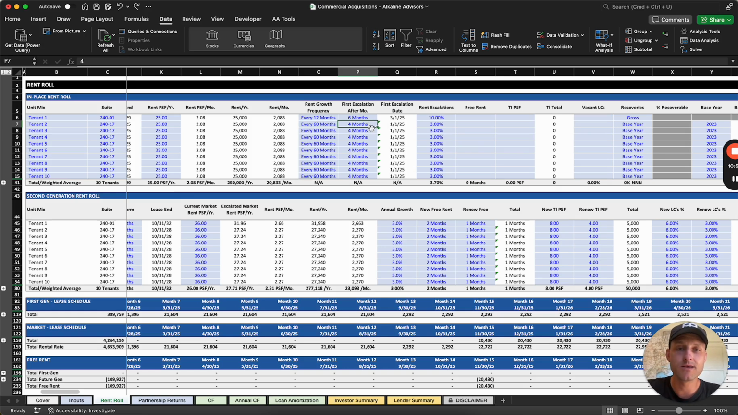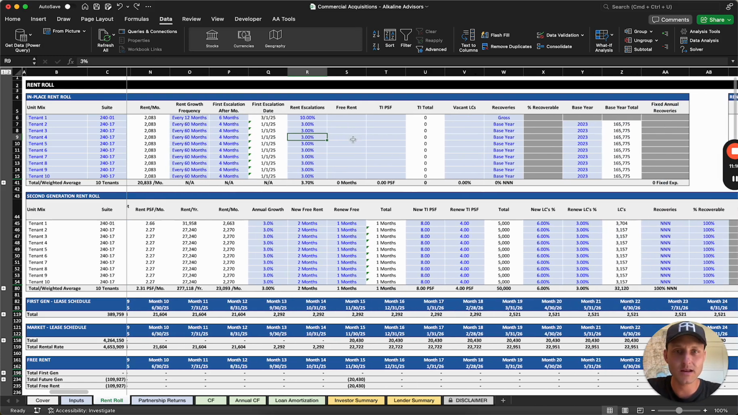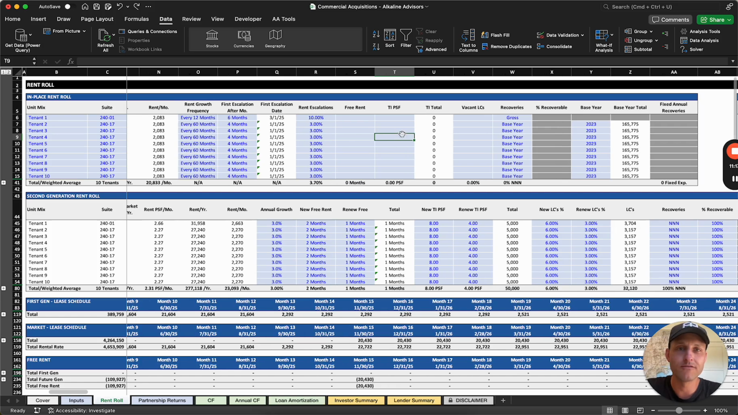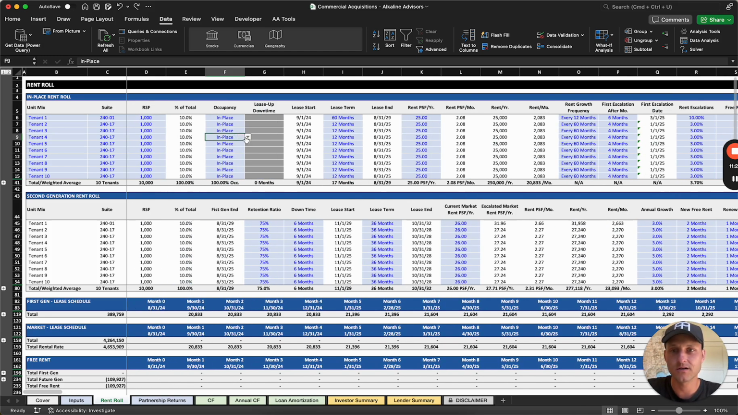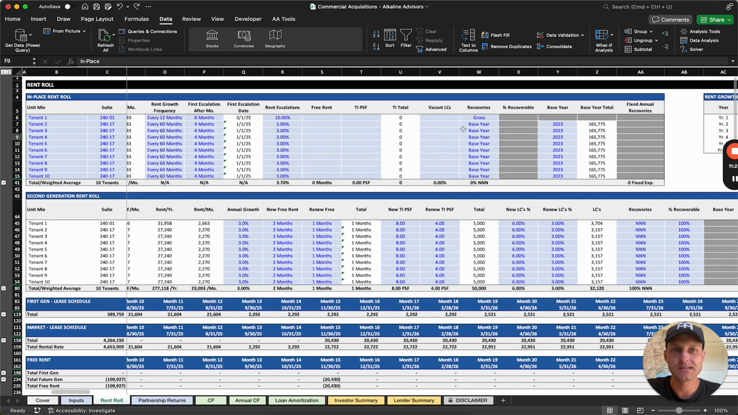When does the first rent bump occur after the acquisition? So from the first escalation thereafter, and then you're growing thereafter, given whatever your rent frequency is. What are the escalations? Is there any free rent? What, if any, are we paying in tenant improvements per square foot? How about vacant leasing commissions? Now, again, this is vacant leasing commissions, right? These are all in place, so we wouldn't necessarily need to pay anything, but you could.